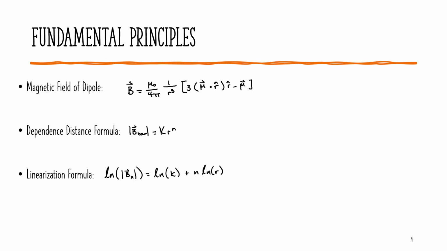Some of the fundamental principles that we see within this lab include the magnetic field of a dipole, specifically when it is off-axis. We also use the distance dependence formula because the magnetic field due to a bar magnet falls off with distance, and this is the way that we can express that. And then we use the linearization formula. This is important because it is difficult to tell exactly what our experimental value of n is without using some sort of curve fitting. When we plot ln of B(x) versus ln r, we can find our experimental value of n.